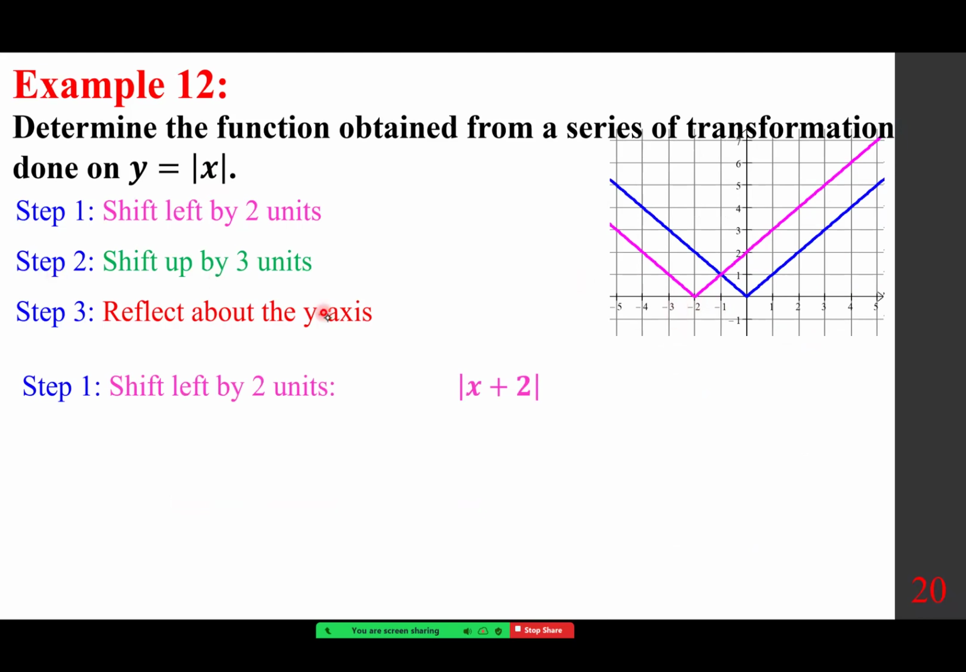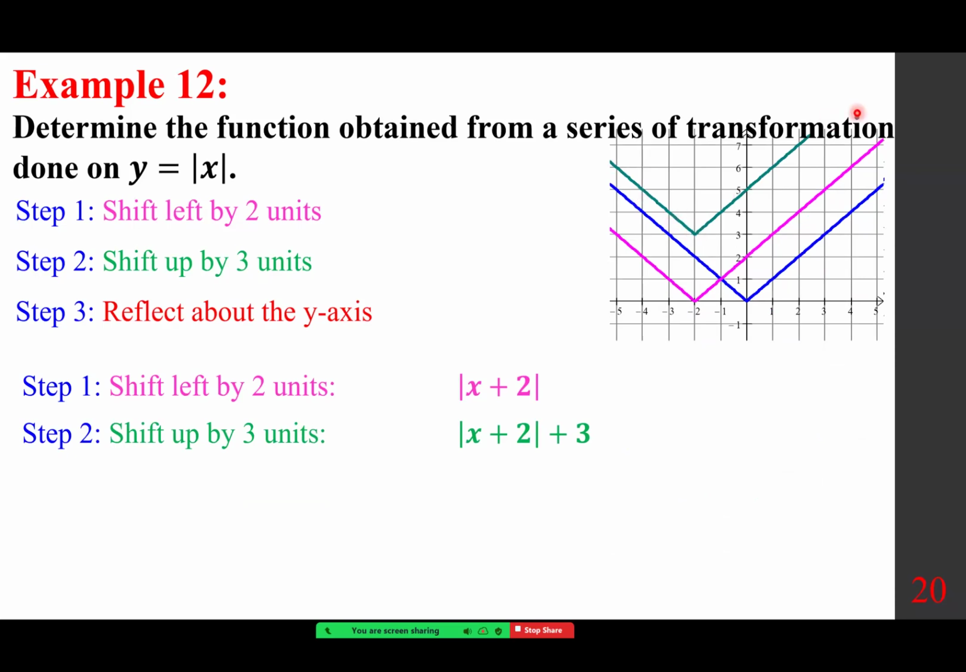Number 2, shift up by 3 units. We are looking at this one, and now we want to move this one up. So we no longer look at the original one, but rather the red one in essence, or purple one, and move it up by 3 units. So 0, 0 moves to negative 2, 0. And now it goes up to here, negative 2 plus 3. Here, okay.